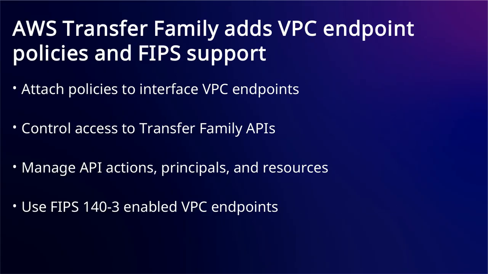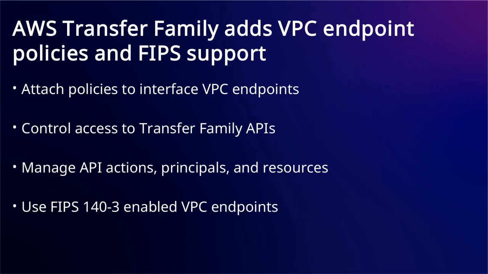AWS Transfer Family previously allowed full access to its APIs through VPC endpoints, limiting granular control over API access. The new VPC endpoint policies feature addresses this by enabling you to define and attach policies to interface VPC endpoints. You can now attach policies to control access, manage specific API actions, define which principals can perform actions, and specify resources they can act upon.